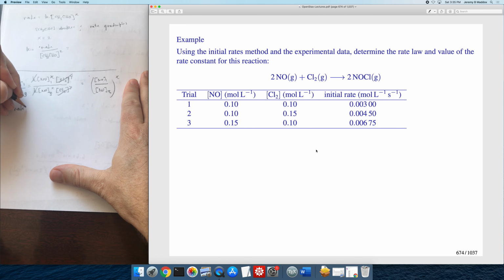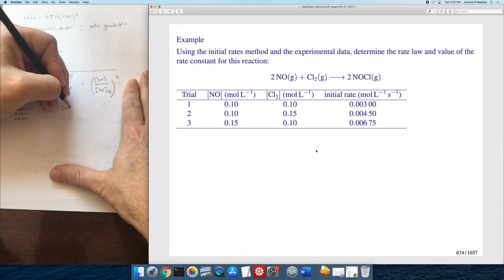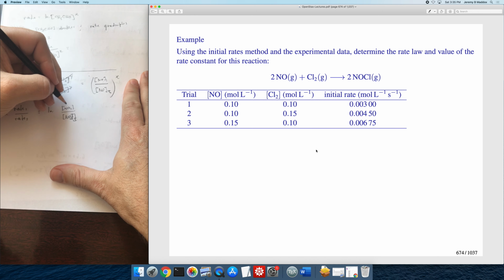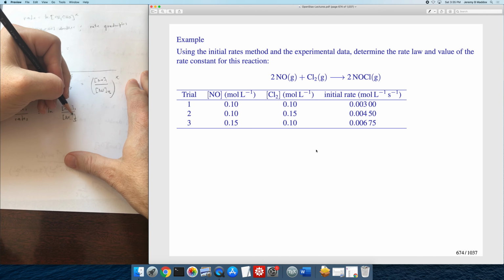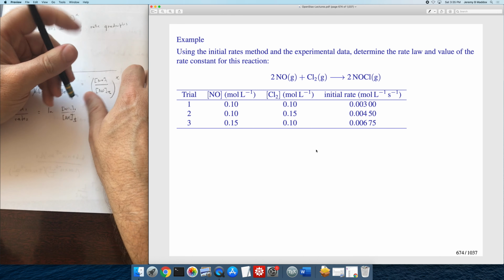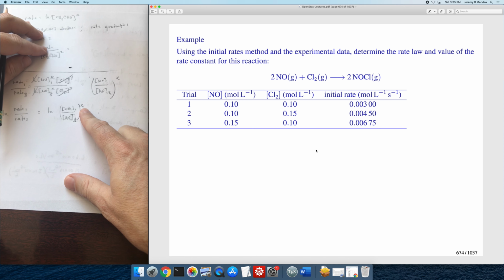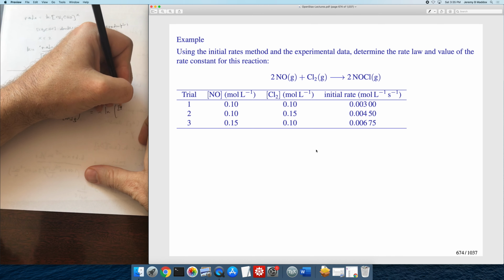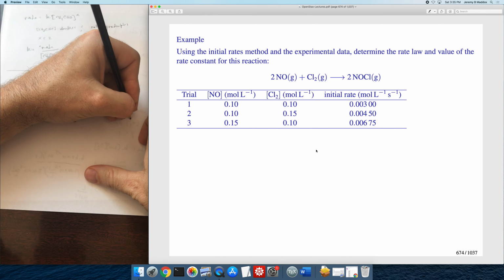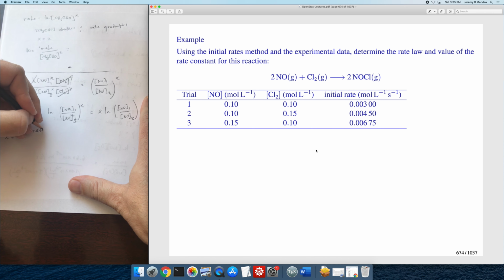Natural log of rate 1 over rate 3 will be equal to natural log of NO1 over NO3, sorry, and x outside. That's a little better. Okay, using the rules of logarithms, the x comes downstairs, like so, and now I can solve for x. Natural log of the rates.